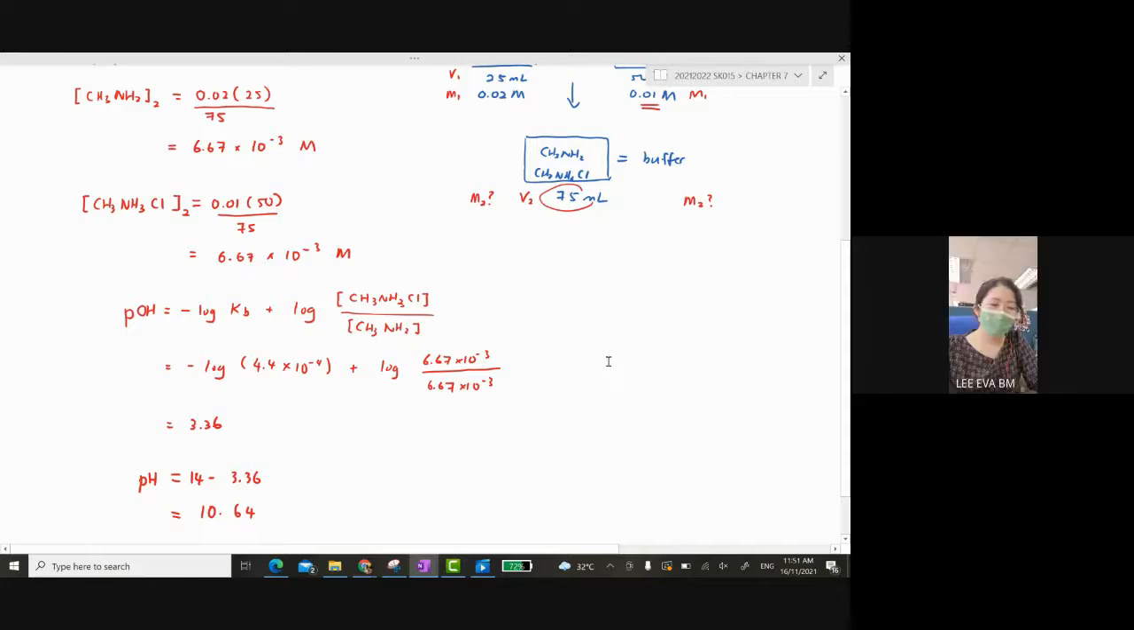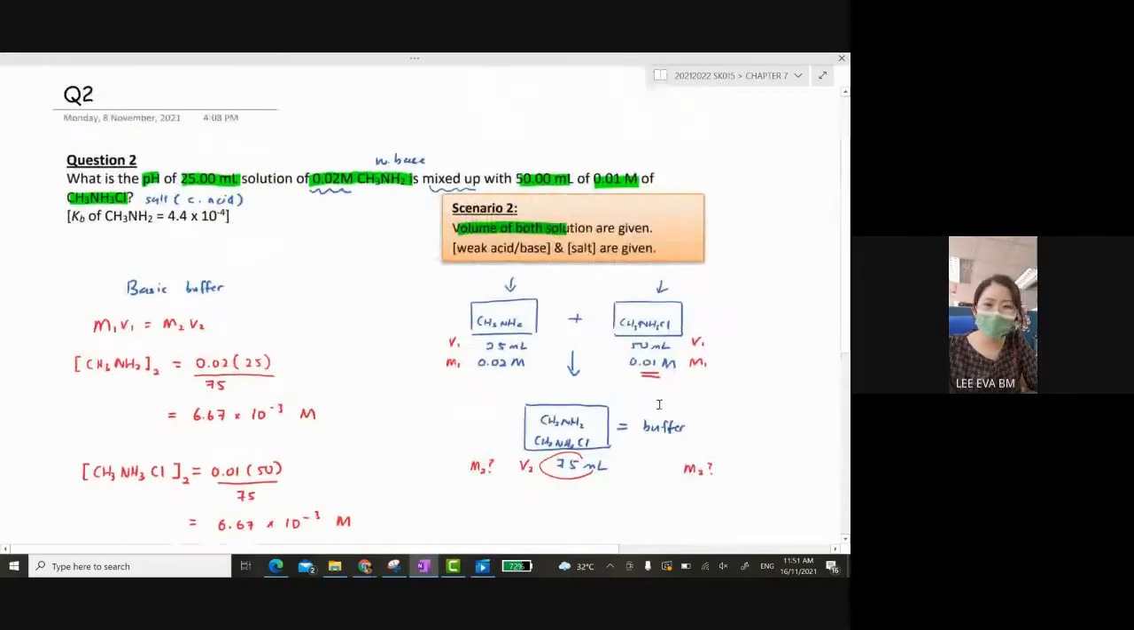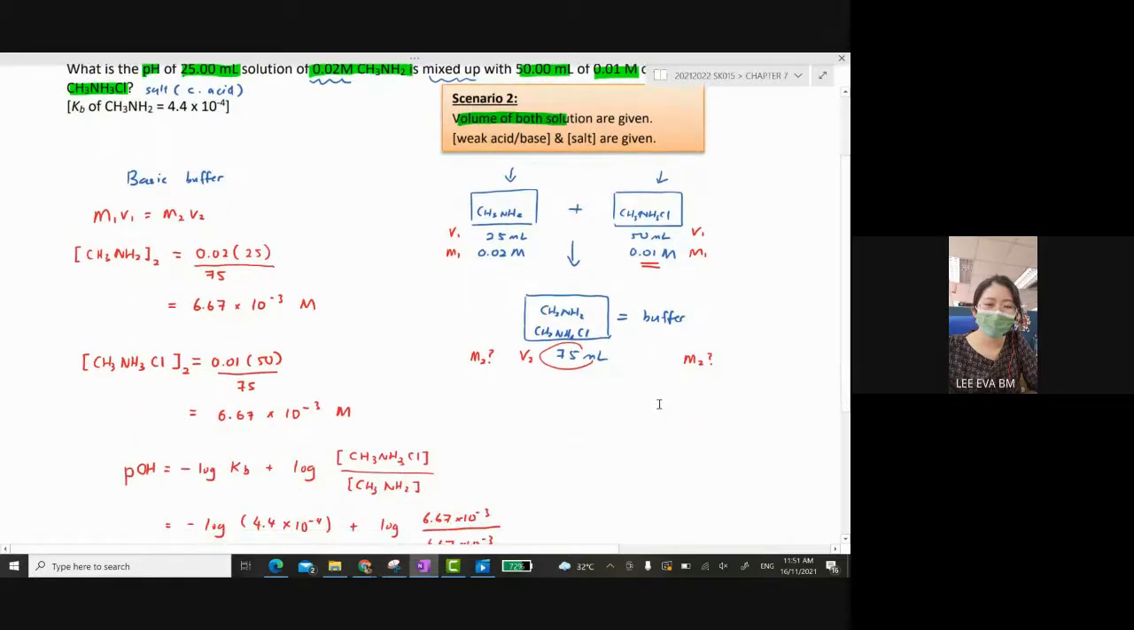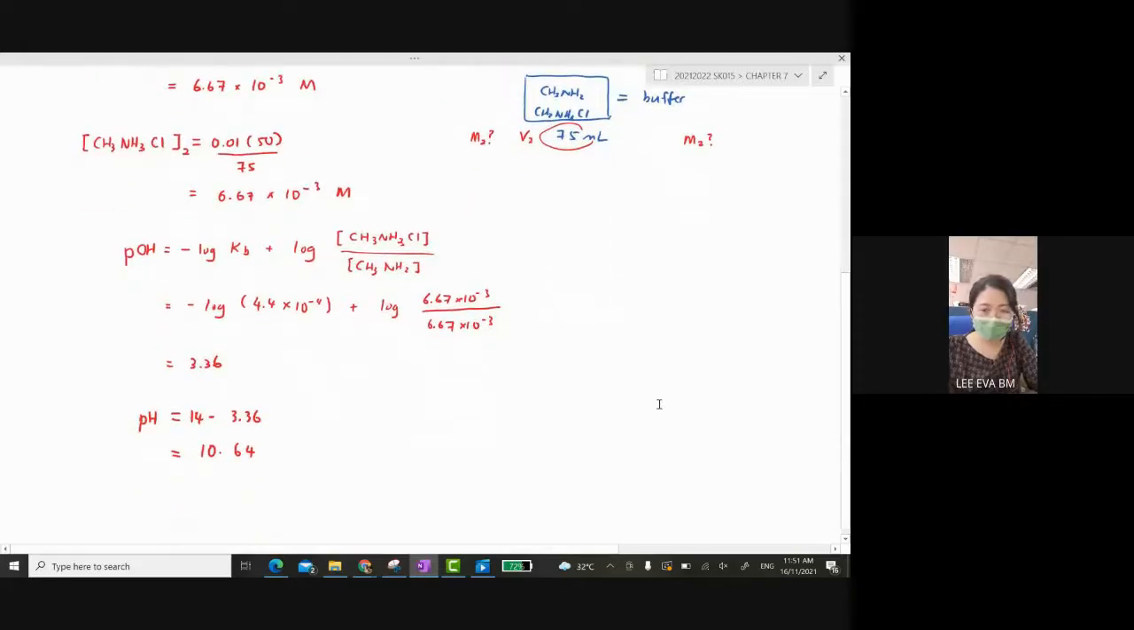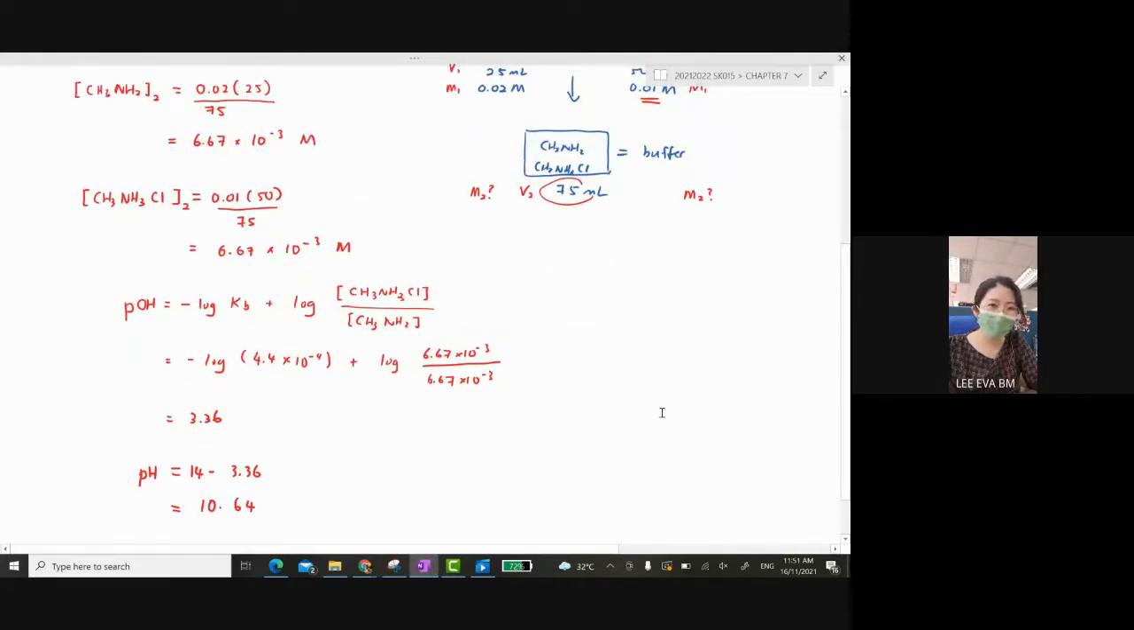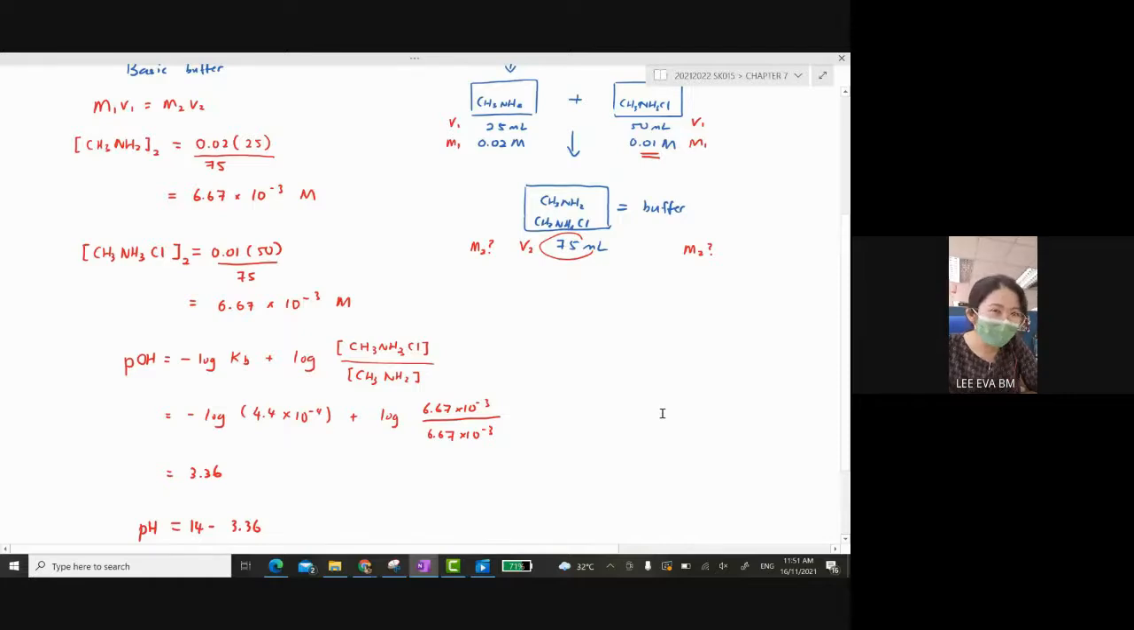All right, so any questions for question number 2? No, madam. Everyone's clear, yeah? Can follow. Do you think it's easier? Slightly easier? Can follow? Yes, can follow. Nak cari pH untuk buffer dia senang. Tengok dia punya concentration selepas dia campur. Okay, the difficult part will be buffer action.